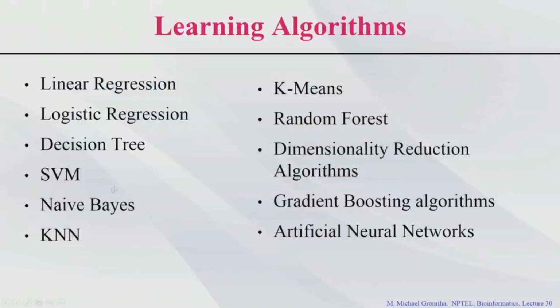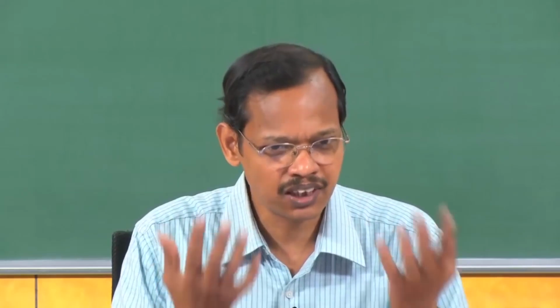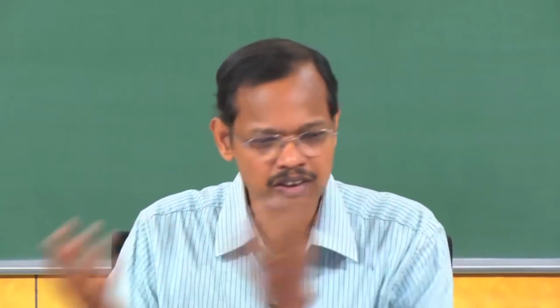SVM is support vector machines, which I will explain soon, and naive Bayes, k nearest neighbors, k means clustering, random forest, artificial neural networks and so on. Various machine learning algorithms are available in the literature, and each algorithm has its own advantages and disadvantages depending upon the problem you choose, the input parameters you use, and the final output you require.